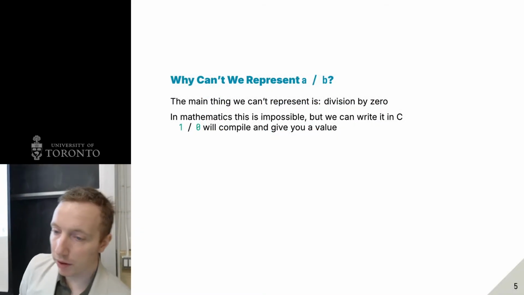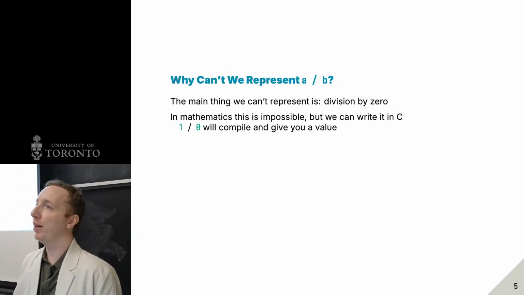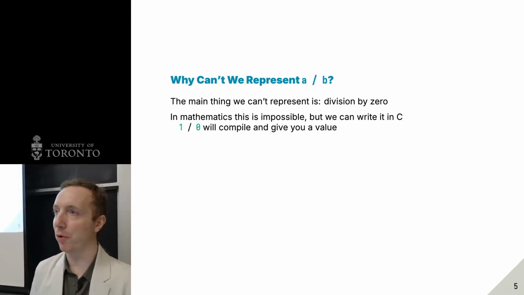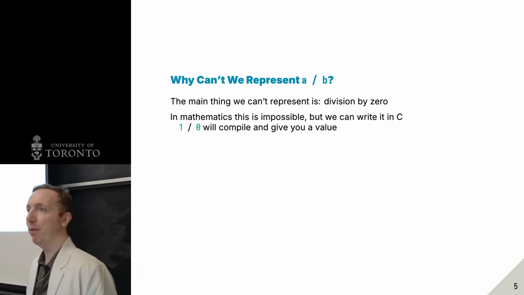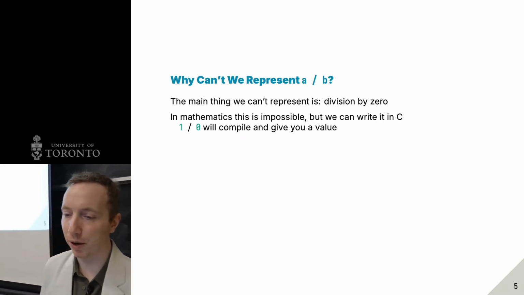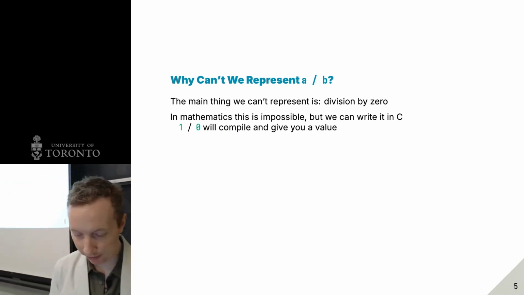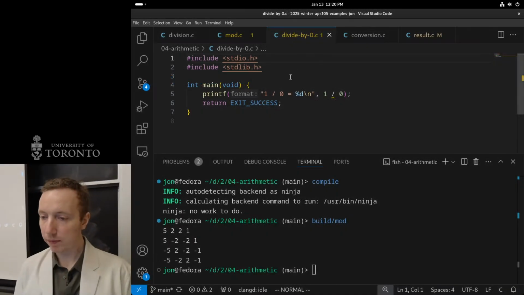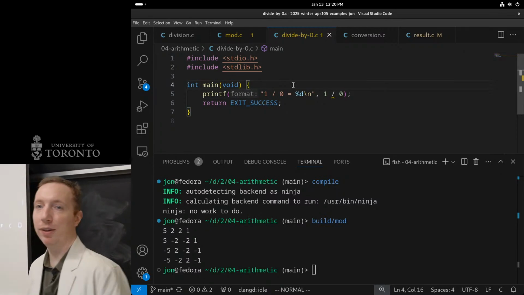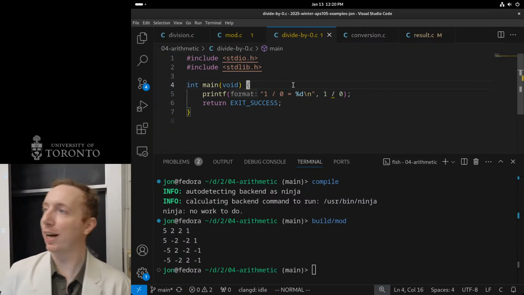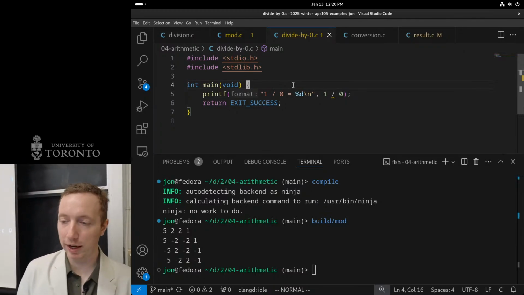So one of the caveats there is that it says if we can represent A divide B. So why might I not be able to represent A divide B? Well, the main thing we can't represent is division by 0. So in mathematics, this is impossible, but I can actually write it in C. So in C, usually if you write 1 divided by 0 and give it to a mathematician, they will have a slight heart attack that you don't know what the hell you're doing, and you'll be able to prove that 1 equals 2 and all sorts of weird things.